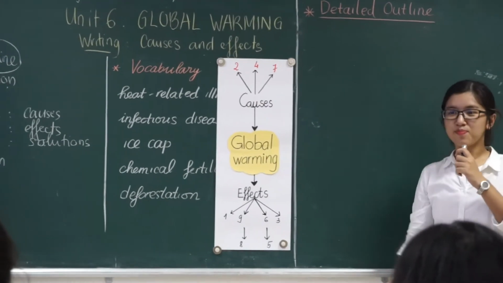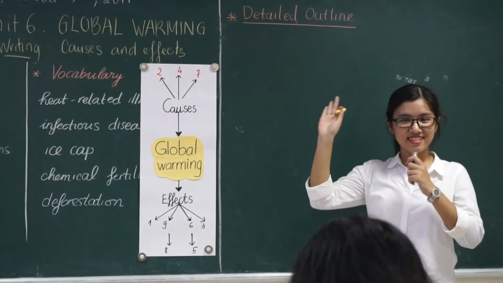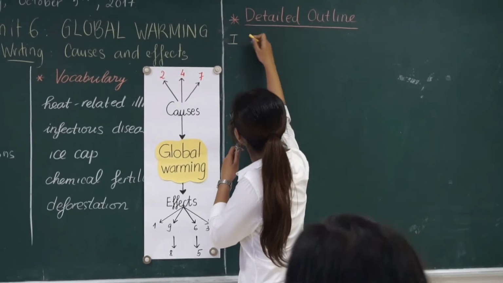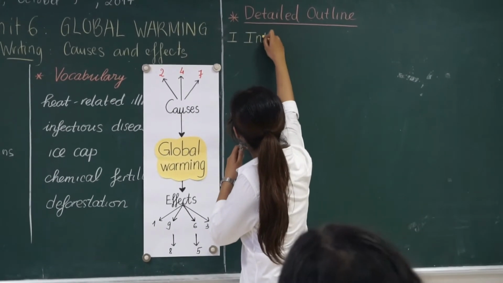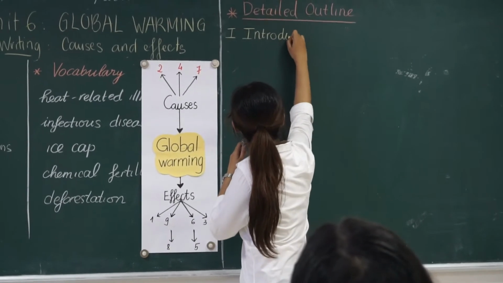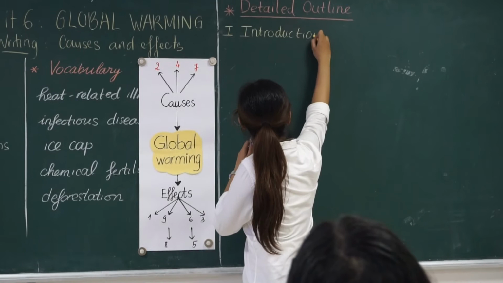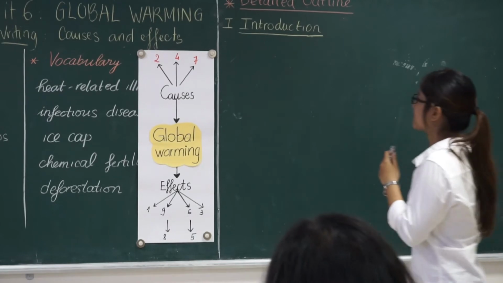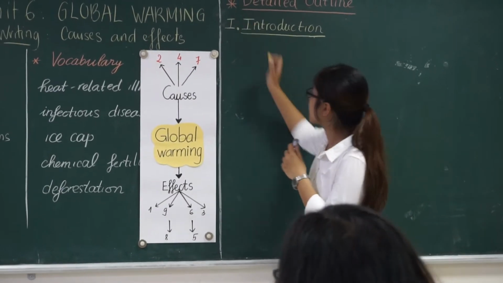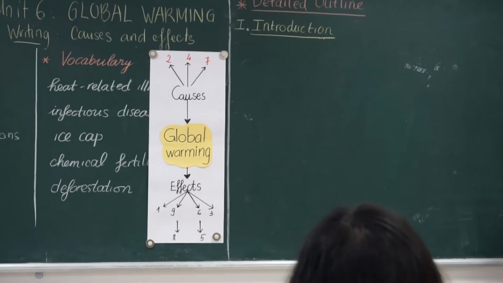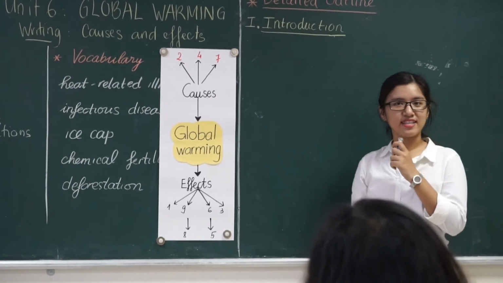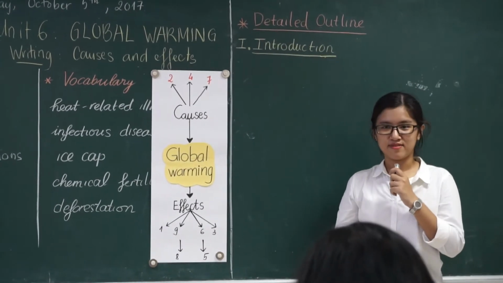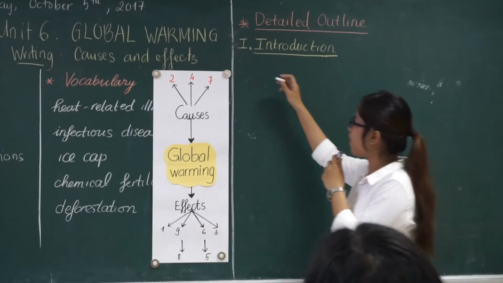So tell me, what is the first part of an outline or an essay? Introduction. Yeah, an introduction. So first of all, we have introduction right here. So in the introduction, we will talk about the main idea of the essay. What is the main idea here? What are we talking about? Yes, we are talking about global warming.